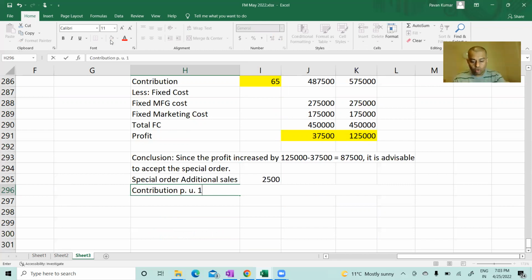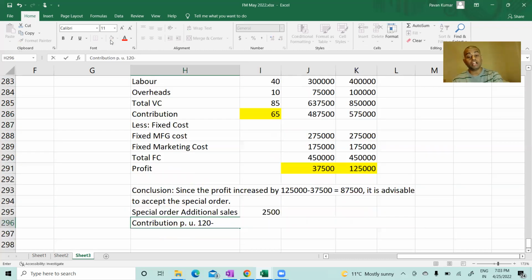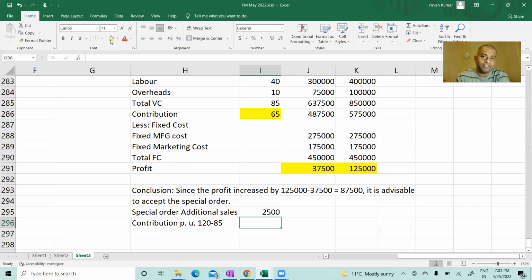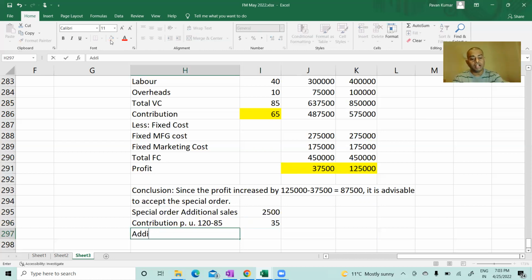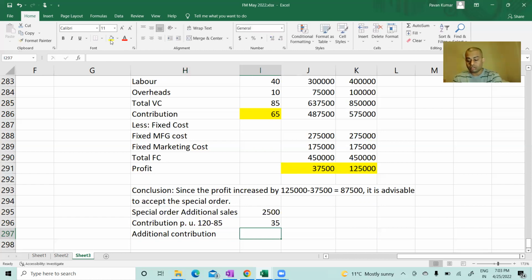Contribution per unit. What is your selling price now? 120. Minus what is your cost now? 85. Variable cost 85. Selling price 120. Old contribution 65. But if you sell units at 120, you will get contribution 120 minus 85. Is it 35? So additional contribution, this into this will be incremental profit. Straight 87,500 will add to your profit. You understand? This is how it should be calculated actually.